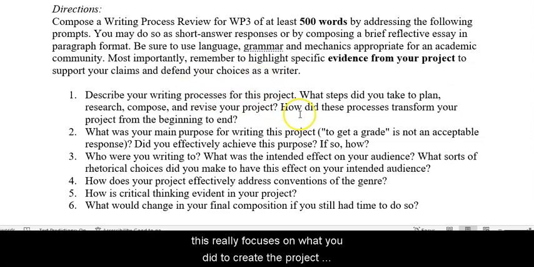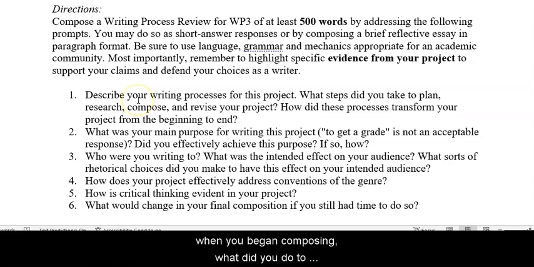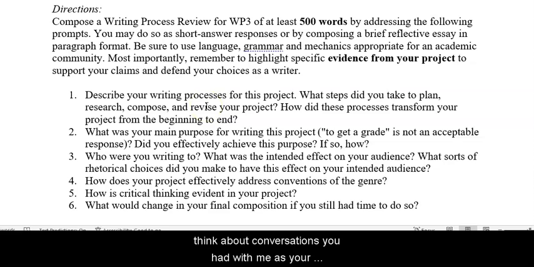So for this first one, this really focuses on what you did to create the project in terms of your writing processes. So everything from your initial planning, when you began composing, what did you do to brainstorm, to outline, to begin drafting? How did research evolve throughout the semester for you? And then think about revision especially. So think about our peer review. Think about conversations you've had with me as your instructor. What choices did you make as you were composing your academic article to revise, to stop and reflect, to make improvements? And then tell me, how did all of this ultimately impact the final product that you're submitting for our class? How did your article transform from beginning to end?